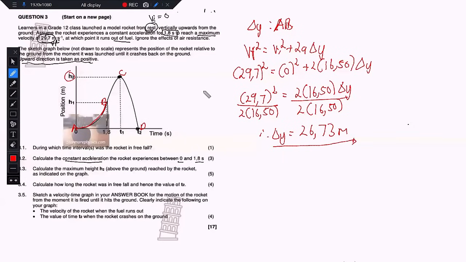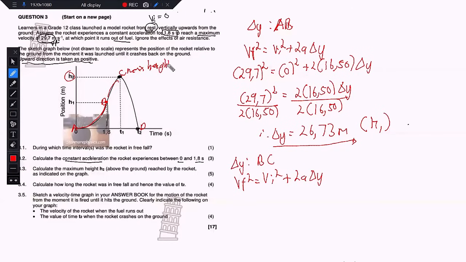So at this point, let's calculate the delta y between B and C, right? Now at this point, we can say I have found H1. So if I want to calculate here, let me now consider from B to C. So I will calculate delta y between points B and C, this part now. And again with the same formula, VF squared equals VI squared plus 2a delta y, right? Now VF at this point, remember, it reaches the maximum height.